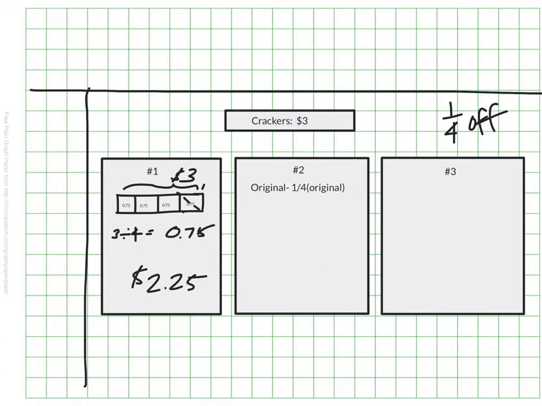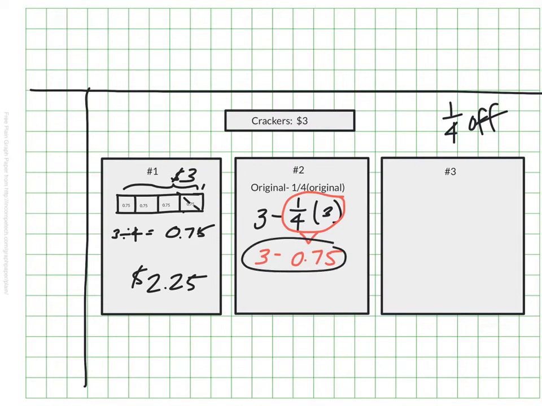In method 2, this is where I can look and say, all right, I know my original price was $3, and I need to subtract what I get when I do 1/4 of, or times, $3. And I'm going to just work through that order of operations here, which will lead me to decide, oh, well, I have to do 3 minus that 75 cents means, again, $2.25. Same answer, second strategy.